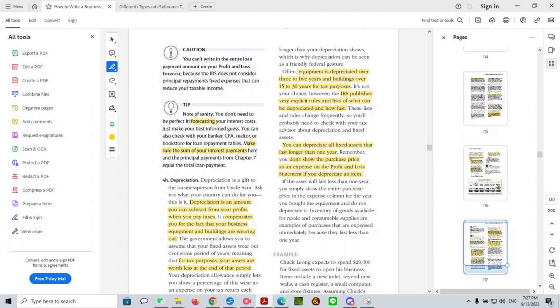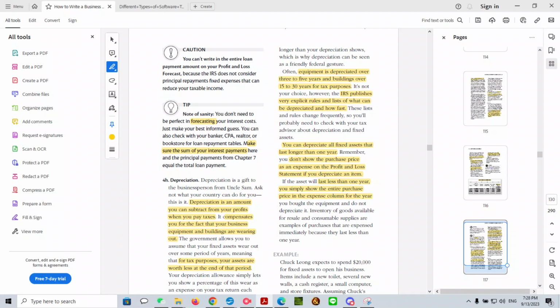If the asset will last less than 1 year, you simply show the entire purchase price in the expense column for the year. If you bought the equipment and do not depreciate it, you can show the full cost. If you do depreciate, that's a different number.